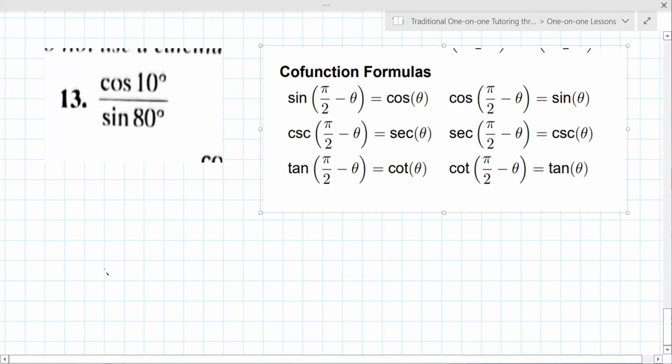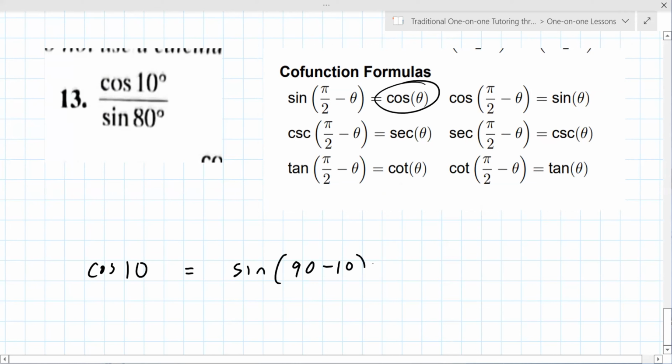So here's how you use this. Cosine of 10, if we use the first one here, is sine of 90 minus 10, which is the sine of 80. So instead of cosine 10, it's sine 80 over sine 80, which is 1.